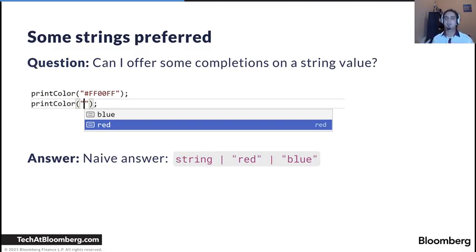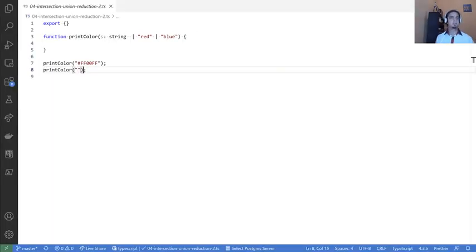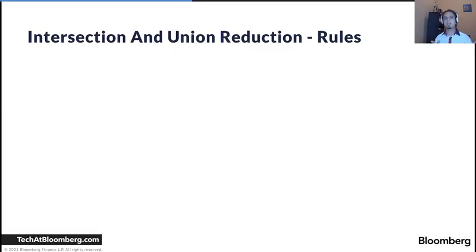Now, a naive answer might be, let's use string or red or blue. And let's see what happens when we actually try to do this. So, we have our print color function. It has a parameter that is string, red or blue. And when we try to call this function, well, the parameter appears as only string. And when we try to use code completion, there are no suggested values. Why is this? Well, the answer has to do with how unions and intersection are reduced in TypeScript.